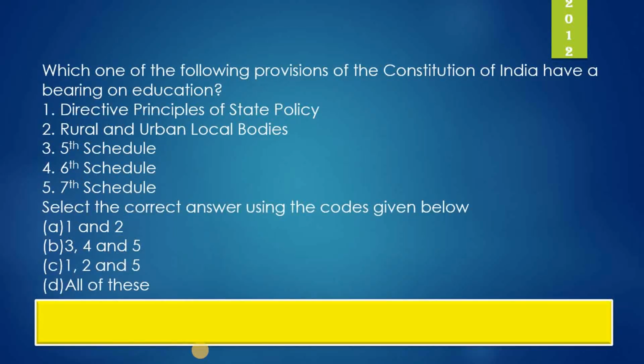Next question. Which of the following provisions of the Constitution of India have a bearing on education? That is directive principles of state policy, rural and urban local bodies, 5th schedule, 6th schedule, 7th schedule. The codes for these are 1 and 2, 3, 4 and 5, 1, 2 and 5, or all of these. So the answer for this is option number C, that is 1, 2 and 5. The directive principles of state policy, rural and urban local bodies, and the 7th schedule basically contain the provisions regarding education. The 5th and 6th schedule do not contain it, so it's incorrect.